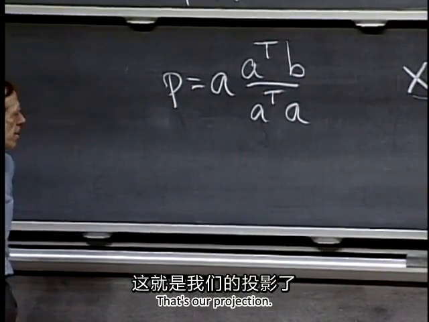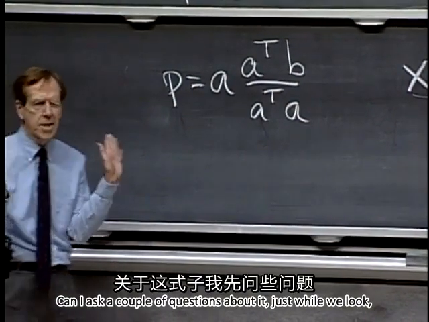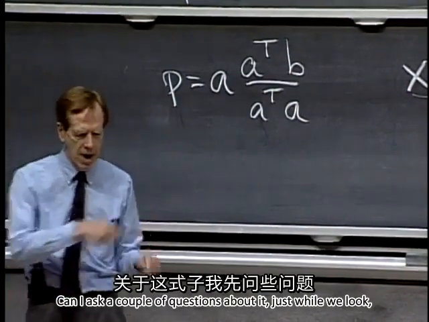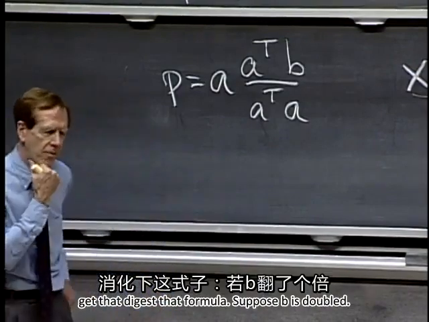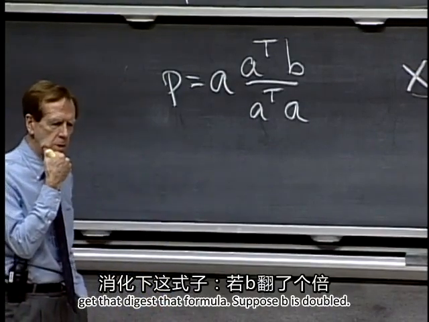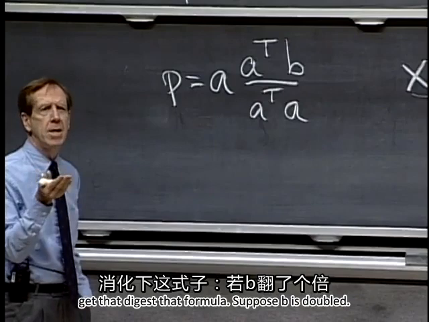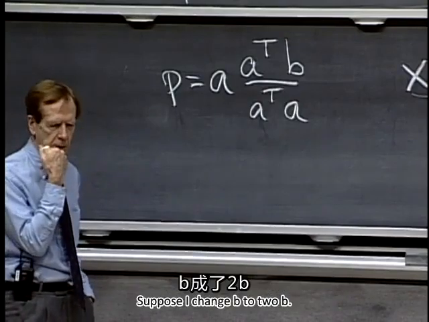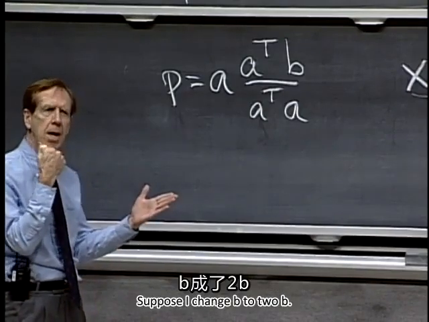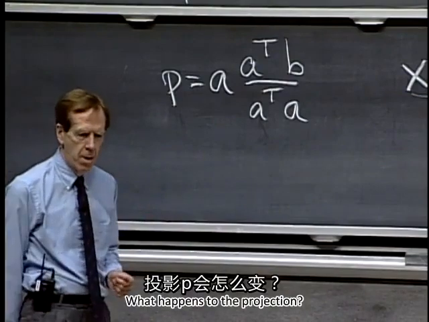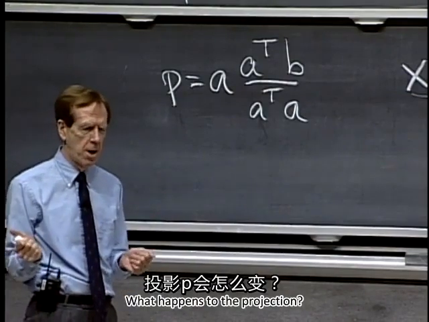That's our projection. Can I ask a couple of questions about it, just while we digest that formula? Suppose B is doubled. Suppose I change B to 2B. What happens to the projection?